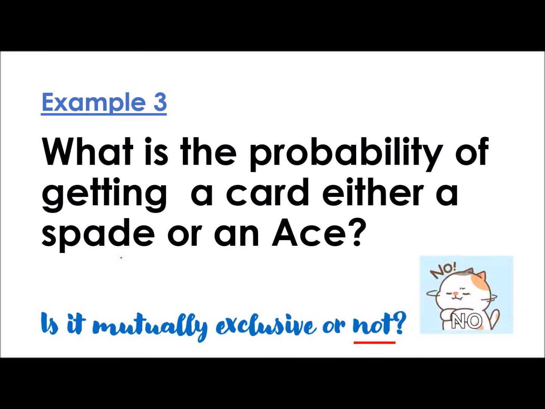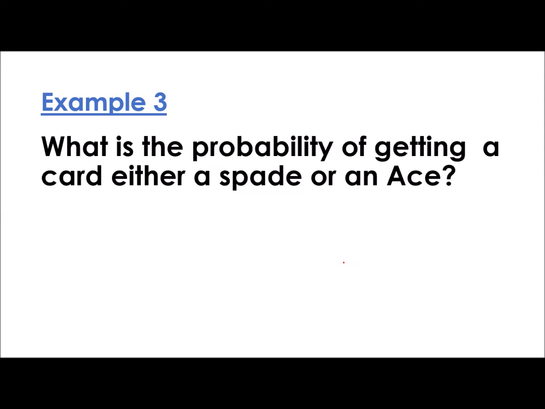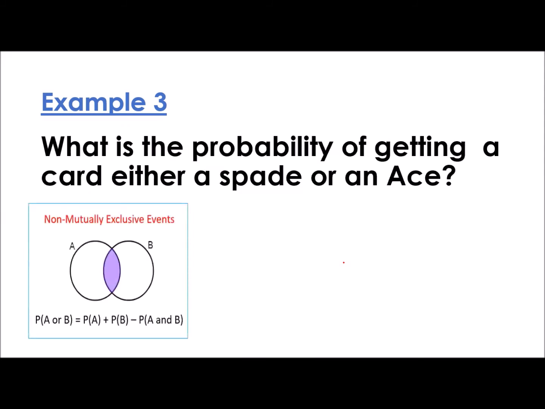Okay. Bakit po? Kasi may commonalities na. Kasi pwede tayong makakuha ng ace at saka spade at the same time. May card kasi na alas na spade. Okay. So how are we going to solve for it? So that is non-mutually exclusive events. Magma-minus tayo ng commonalities. So, katulad ng nabanggit ko kanina, i-label po natin ito.